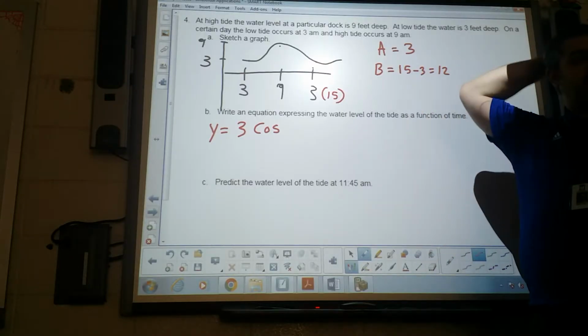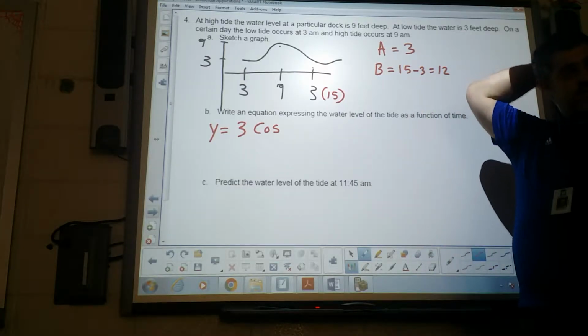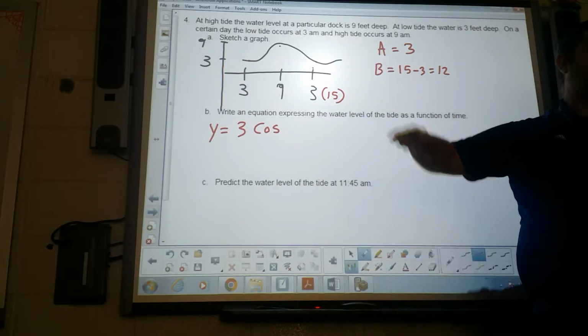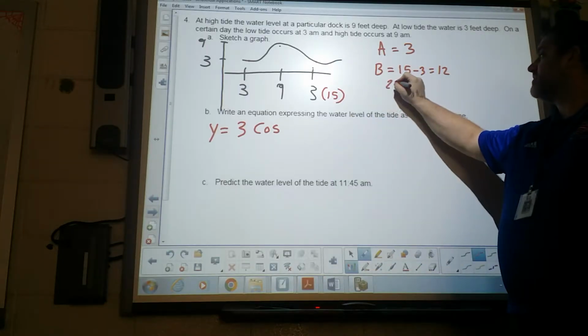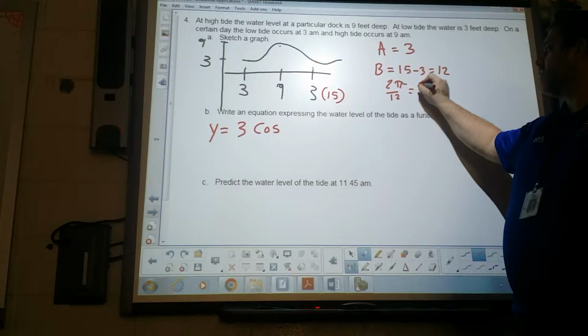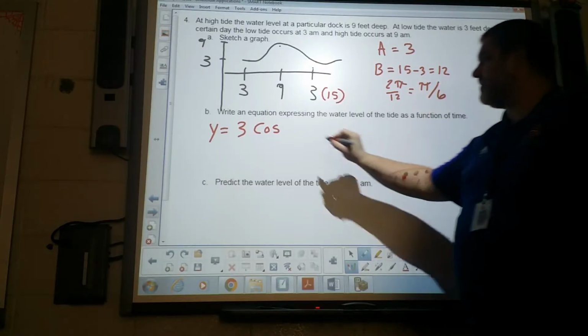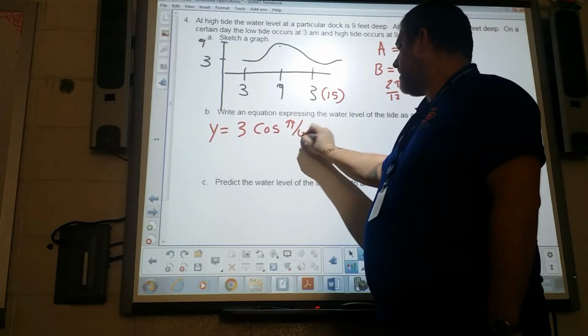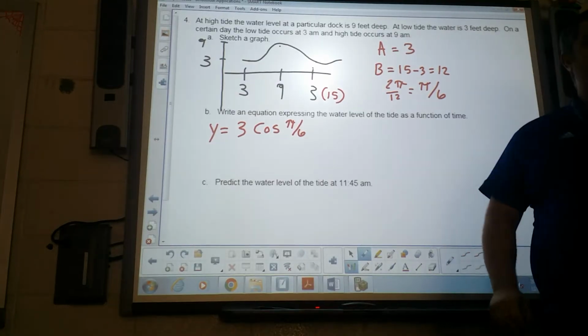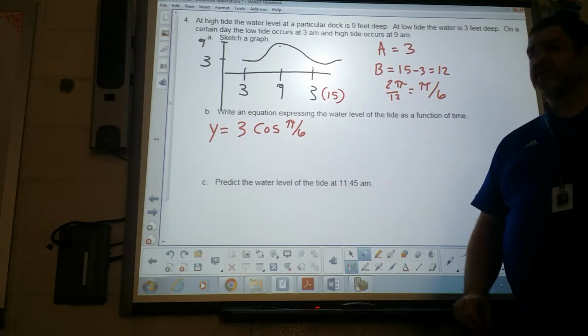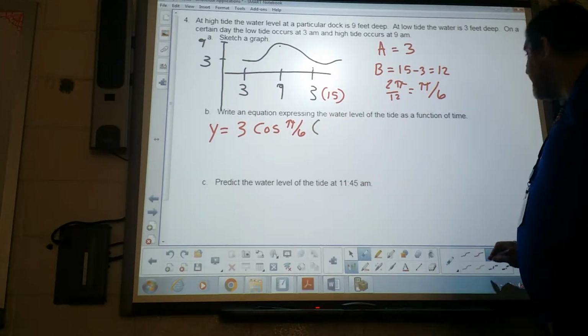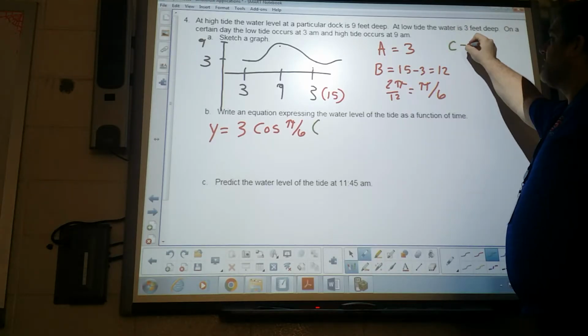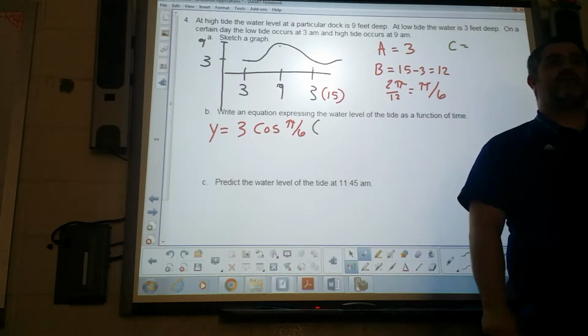And then what do we do after that? You gave me the 12 because you did the 15 minus 3. Simplify that in your head. So that's like 6. Perfect. Are we better there, Mr. Wood? Yeah. Okay.